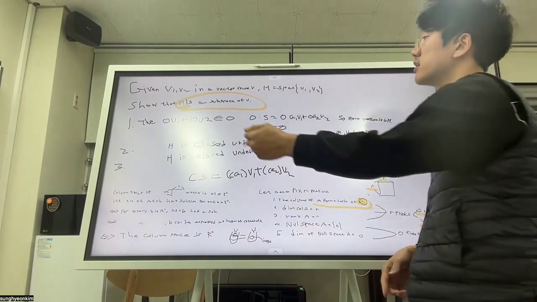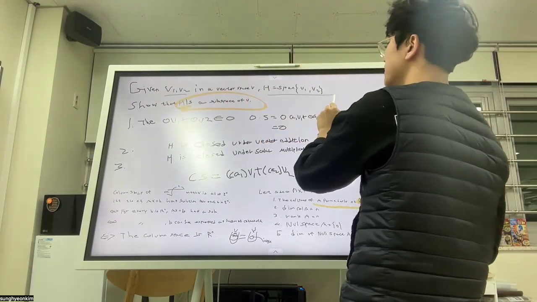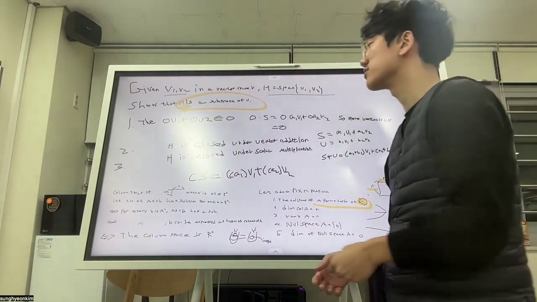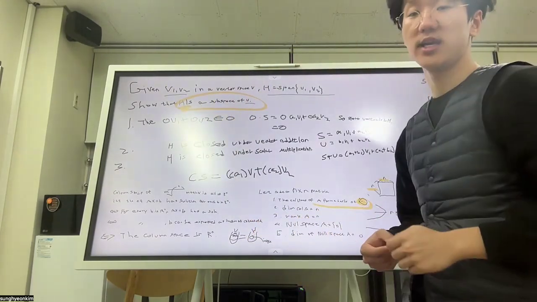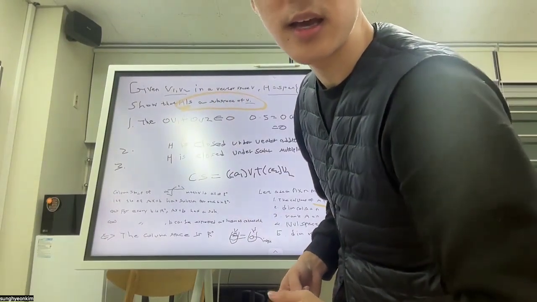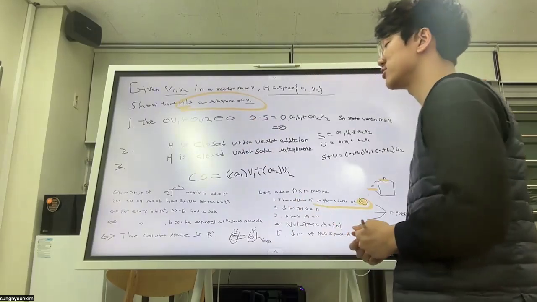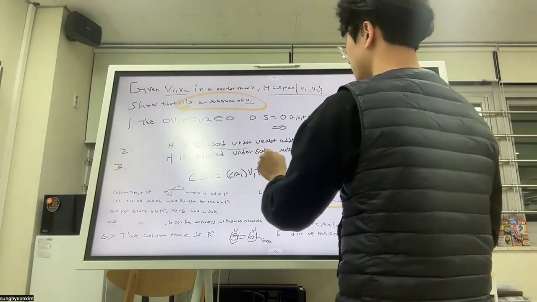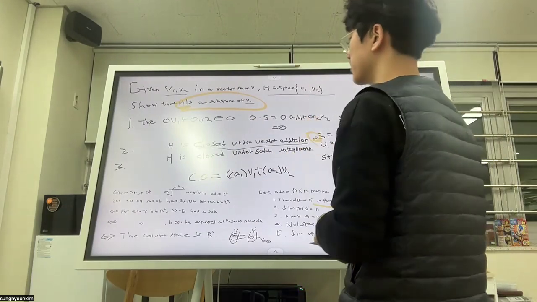Let's say given v1 and v2 in a vector space V, H is the subspace spanned by v1 and v2. We will show that H is a subspace of V. What we should show is, first, H should have the zero vector. Second, H should be closed under vector addition. And third, H should be closed under scalar multiplication.